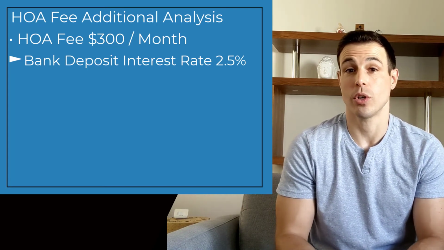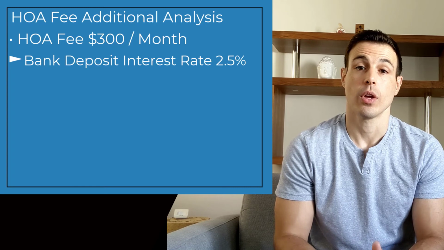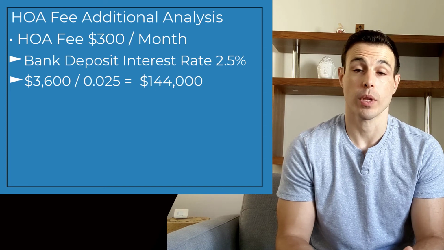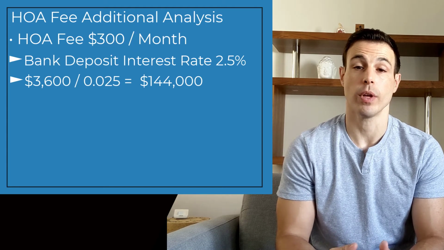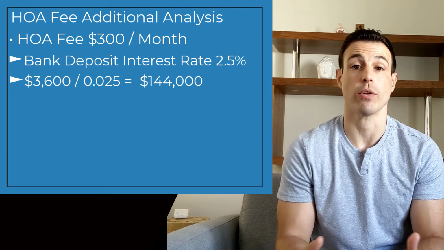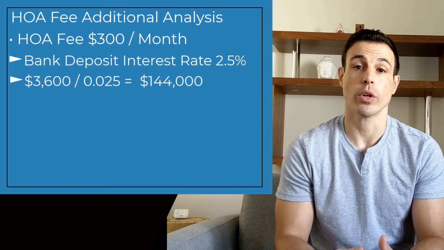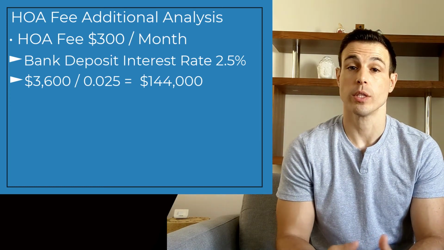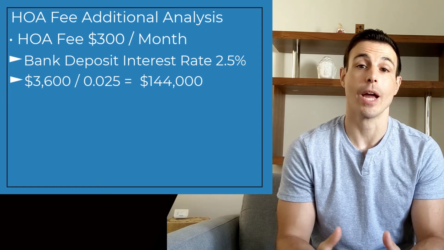And this formula is really easy, and you can run the numbers using a basic calculator. You're going to take the yearly investment income needed and divide that by the interest rate. So you'll take $3,600, which is $300 a month times 12, divided by the interest rate of 2.5%. Again, that's the rate of return that your bank is going to pay you for the funds invested. And that's going to give you a present value of the investment needed of $144,000. So to generate enough investment return to pay the HOA fees, you have to invest $144,000 today at your local bank.